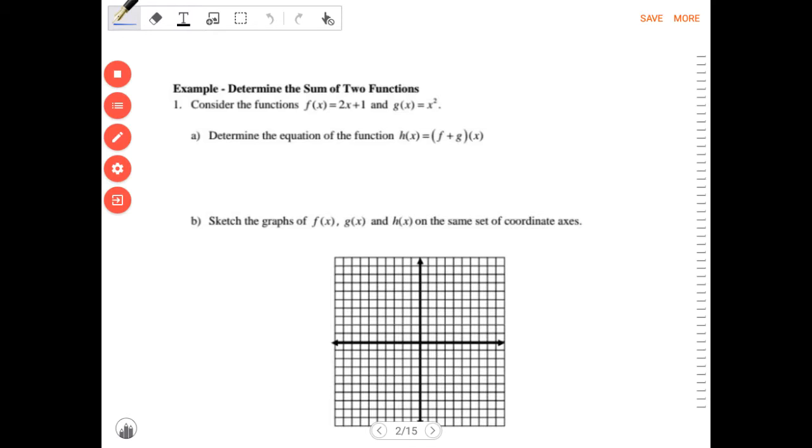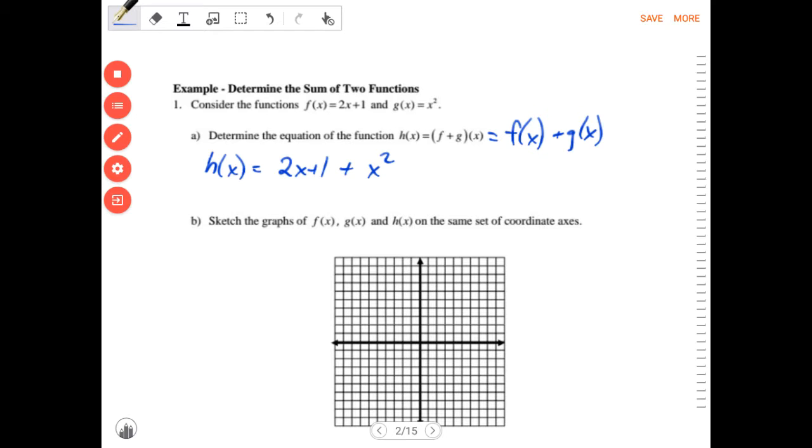Example 1. Determine the sum of two functions. Consider f of x being 2x plus 1 and g of x being x squared. Determine the new function, f plus g of x. Sometimes it's easier to think of it like this, f of x plus g of x, which is going to be the h of x function now. That is f of x, 2x plus 1, plus g of x, plus x squared.